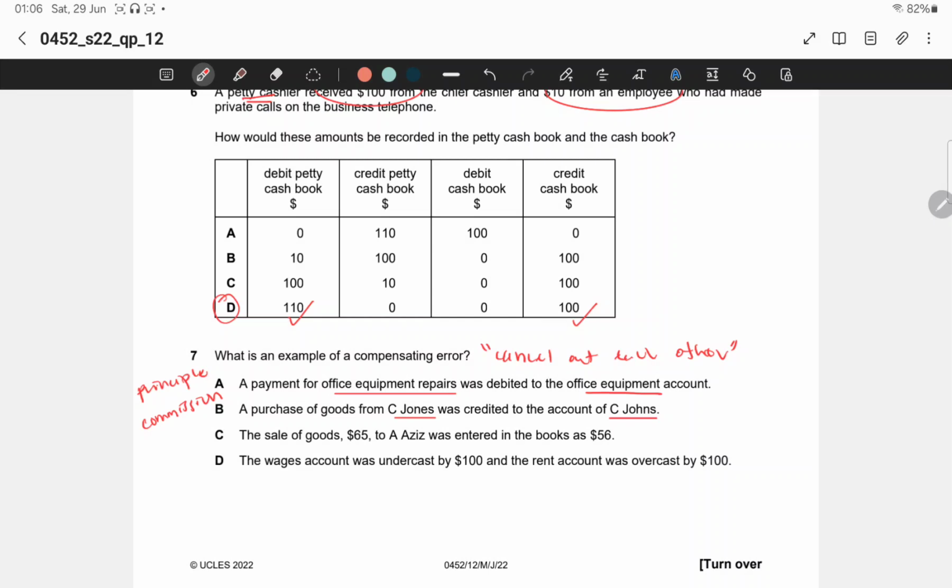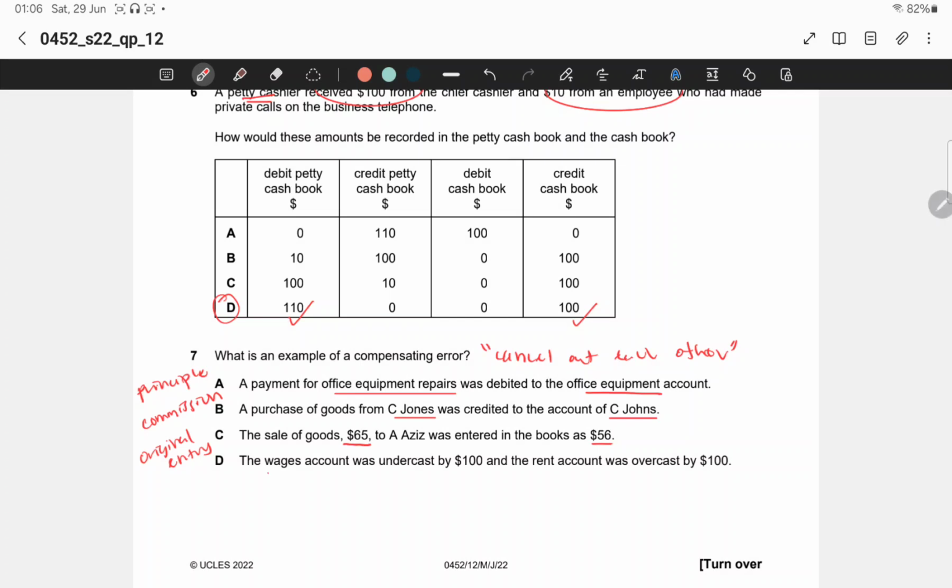The sale of goods 65 to A. Aziz was entered in the books as 56. So the figure is different, and when the figure is different, we call it error of original entry. And the last one: the wages account was undercast by 100 and the rent account was overcast by 100. So that means each account is undercast or overcast.